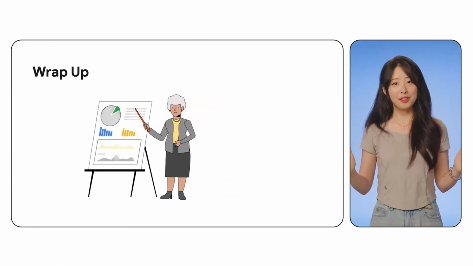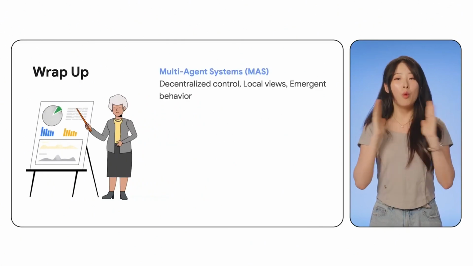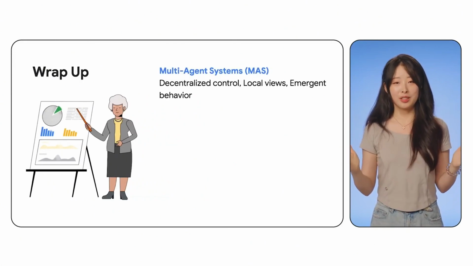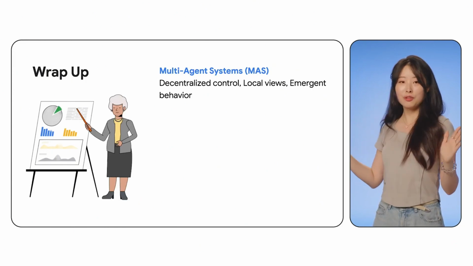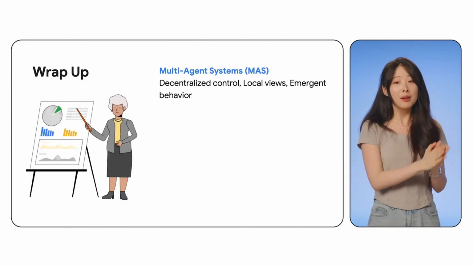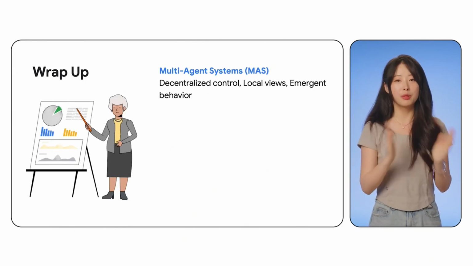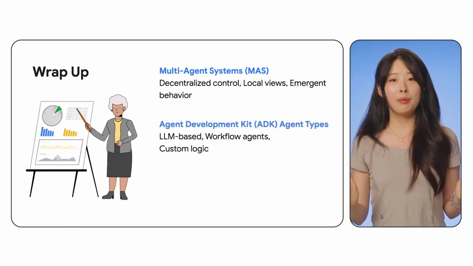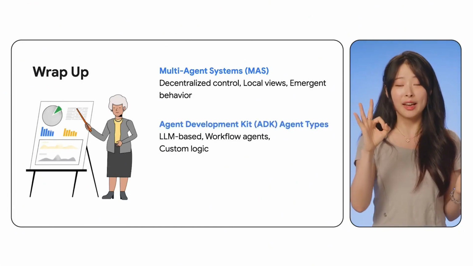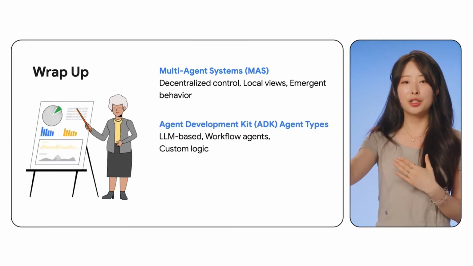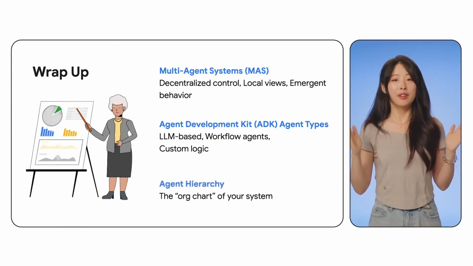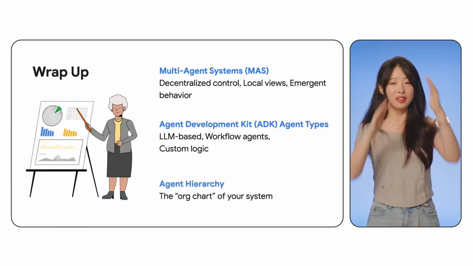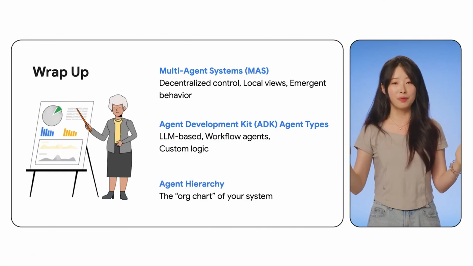Alright, let's wrap up today's episode. We talked about what exactly a multi-agent system is. They are decentralized, each agent only has a local view, and complex behavior emerges globally. And we also talked about ADK support with three categories: LLM agent, workflow agent, and custom agent. And lastly, we covered agent hierarchy, the org chart of your system. So this is a foundation.